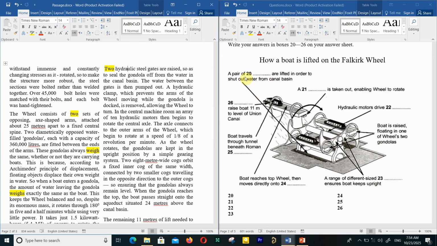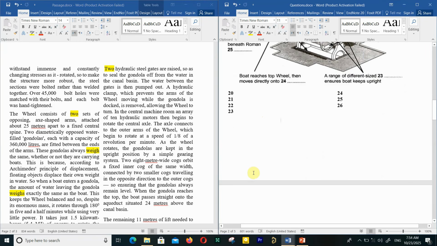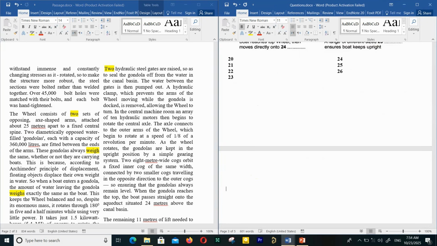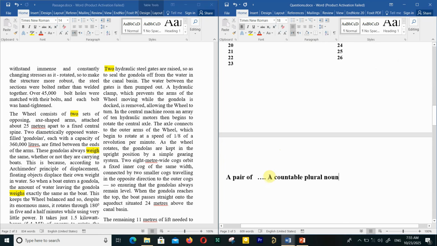So here the grammar can help us. After "a pair of," you can write it down for yourself. I'm probably going to create a video for this kind of grammar tip because it's really helpful. After "a pair of," we need what? We need a countable plural noun. Write it down. This is really helpful for you. So we have to look for a countable plural noun after "a pair of."